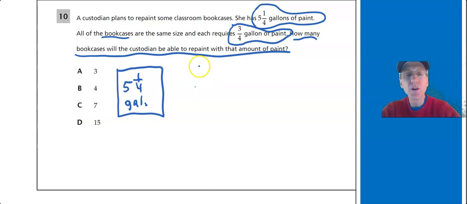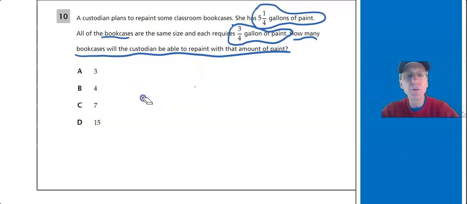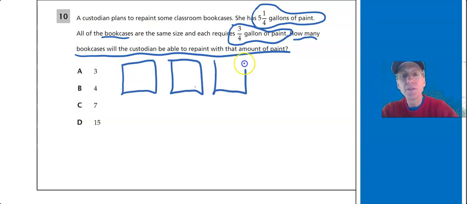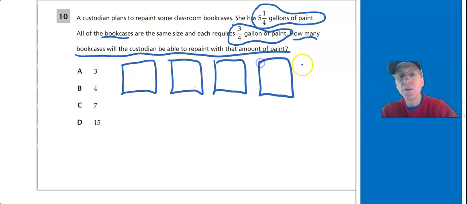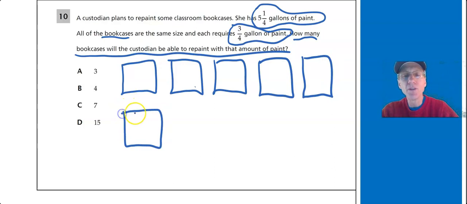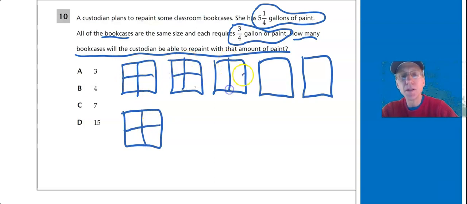So we could actually draw all of this paint out like this. We could actually draw the 5. Let's do it this way. Let's just draw the 5 1/4 gallons separately. You know how paint comes. So here's 1 gallon, 2 gallons, 3 gallons, 4 gallons, 5 gallons. But we actually have a 1/4, so we have a little bit more. So I'm going to split all of my gallons into 4 parts. Okay, split them all into 4 parts. So can you imagine this now?